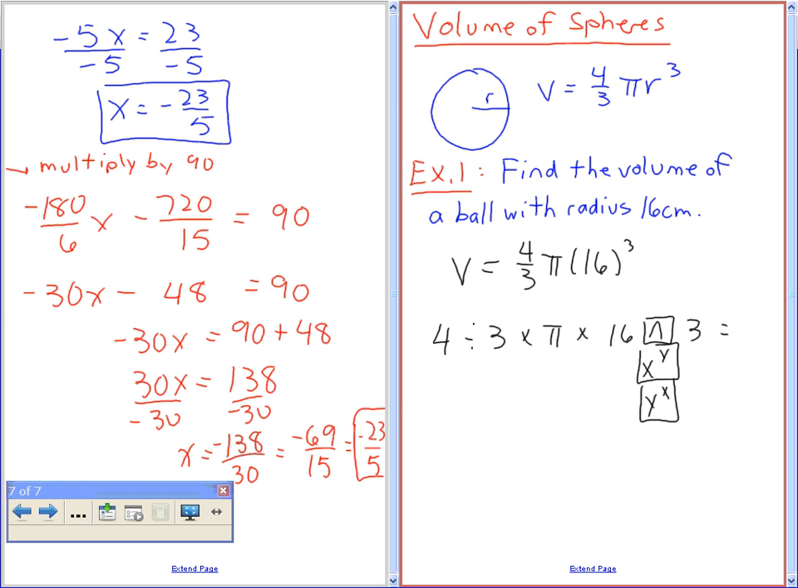Is anyone unable to find that button on the calculator? I got 17,157.28. Did you get 17,157 again? Times by 16.